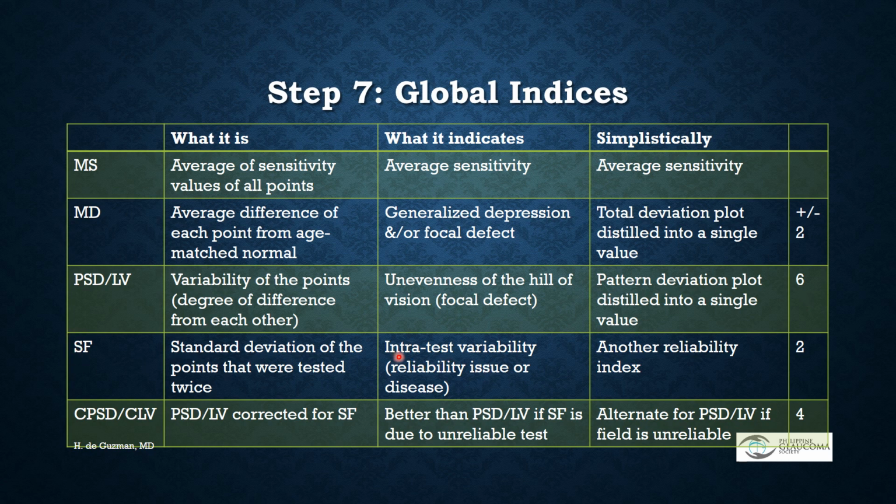SF indicates intratest variability. That variability can be either due to the patient reliability or due to disease. So you can think of it as another reliability index, and a value over 2 is abnormal. The CPSD or CLV are better than the PSD or LV if the short-term fluctuation is due to an unreliable test. But if the short-term fluctuation is due to disease, then you're better off relying on the PSD or LV. So think of it as an alternate for the PSD or LV. And a value over 4 is abnormal, and the further away it is from 0, the worse it is.